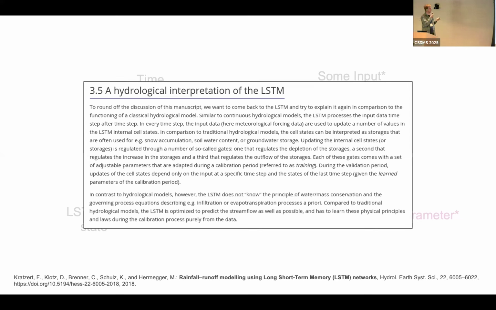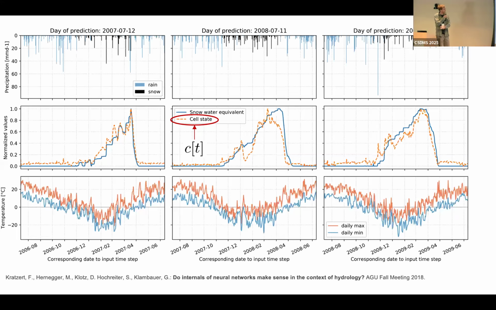What I actually spent my first 2 years of research with was trying to understand what the model learns. Because this is not a black box model. It's super simple to look at what the model learns internally in its cell states, right? So this is a graph of one model that I trained to predict discharge from meteorological input data. So just precipitation data, temperature, solar radiation, the same kind of data that we use in hydrology models.